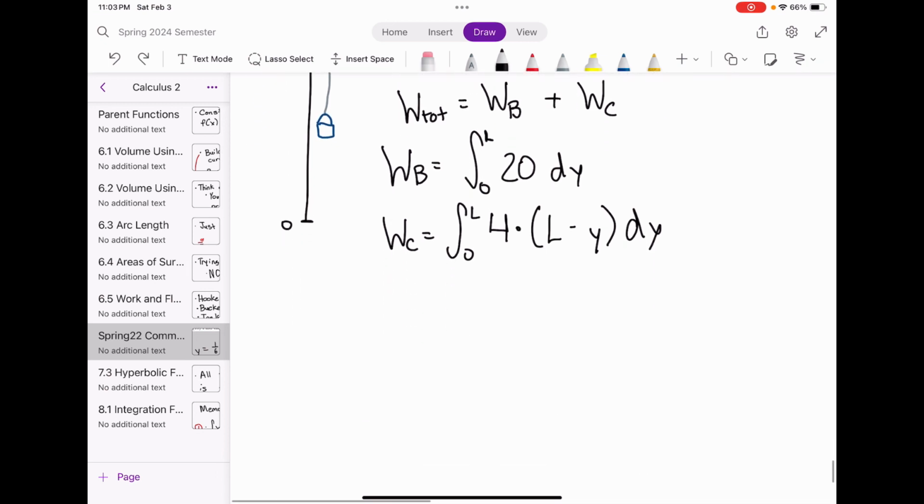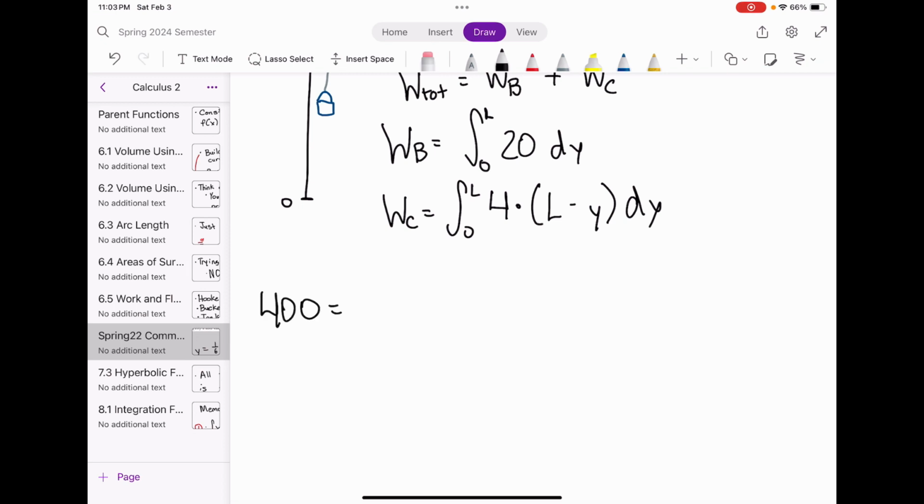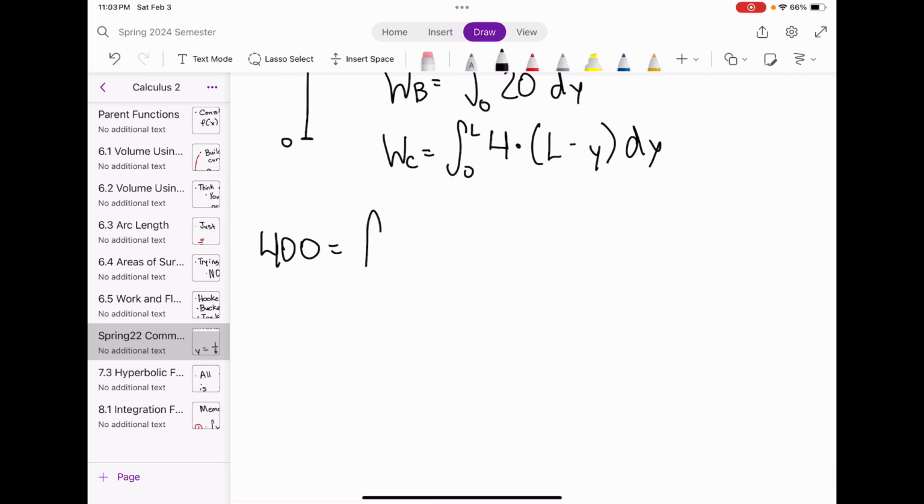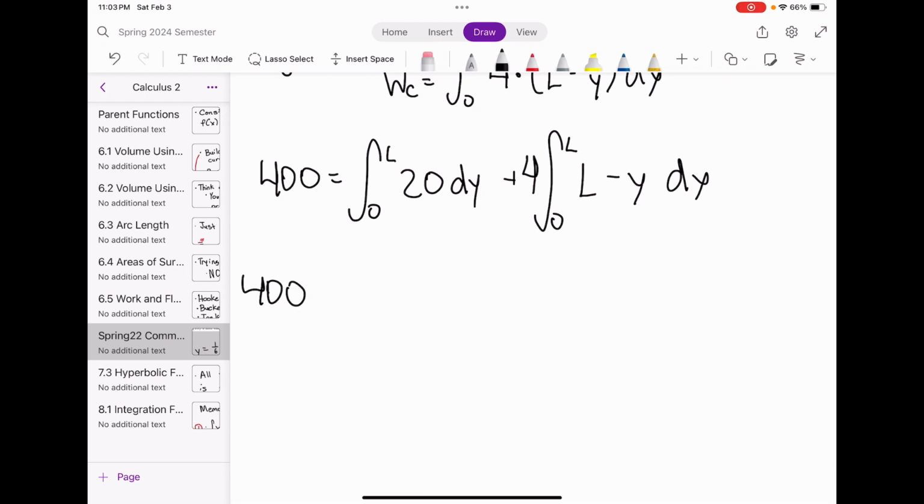And so both of these are going to equal 400. So let's put 400 is equal to, and then let's plug in for WB, the work done for the bucket, and the work done for the cable. So the integral from 0 to L of 20 dy plus the integral from 0 to L of, I'll pull the 4 out, L minus y dy. And let's evaluate. And that's going to help us out. So you get 20 times L minus 0. So this is 20L. Plus 4 L squared over 2.